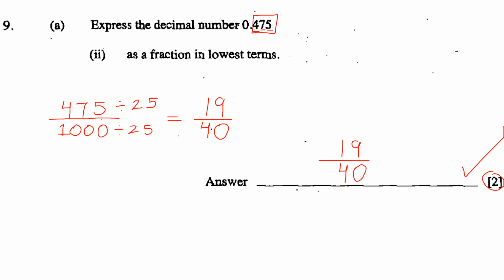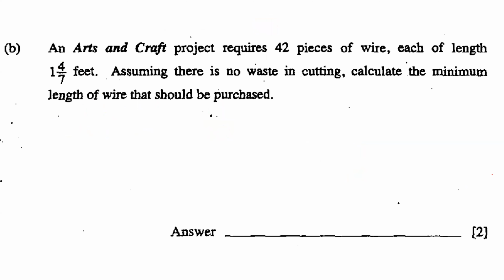Okay, so let's go on to the next part, part B. Part B says that an arts and craft project requires 42 pieces of wire, each of length 1 4/7 feet. Assuming that there is no waste in cutting, calculate the minimum length of wire that should be purchased. So basically the project needs 42 wires, each of them a length of 1 4/7 feet. How long should the wire be so that when you cut it, it gives you 42 pieces of wire?